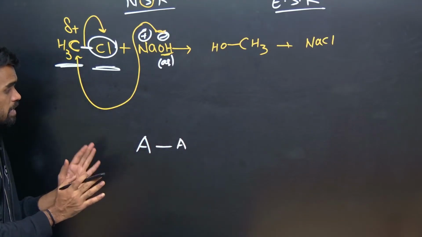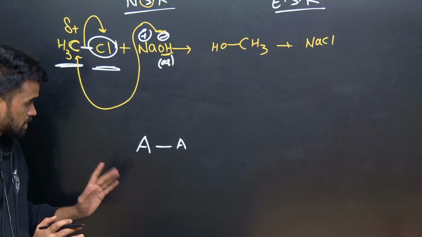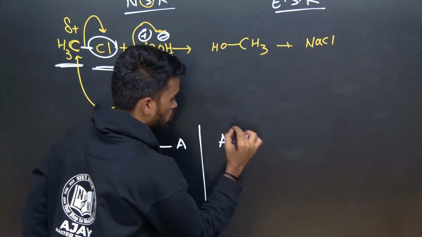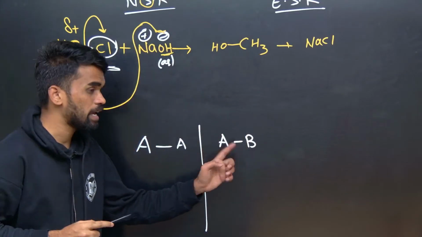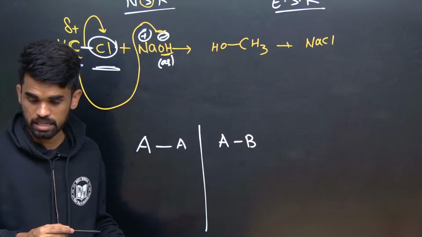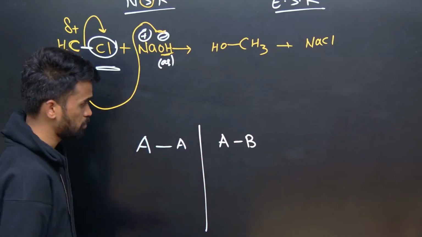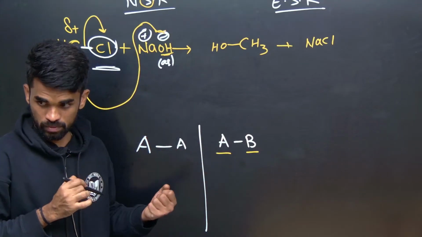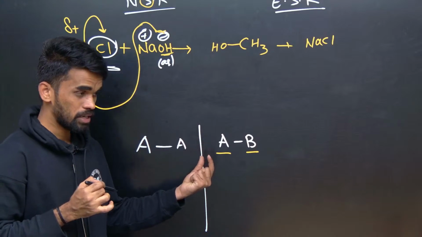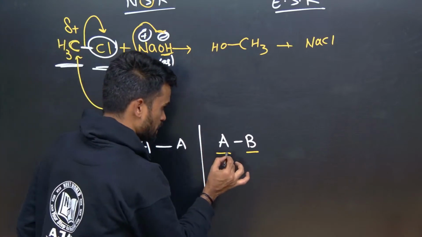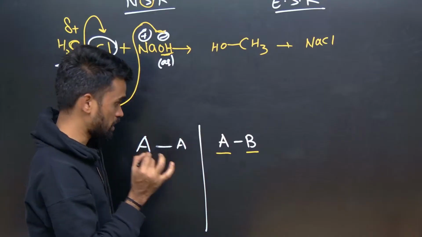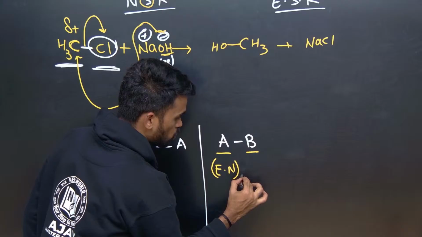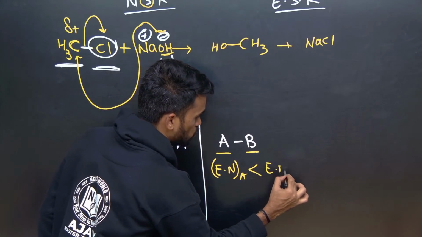Now let us say we have two types of substrates here, let us understand. AA type we have, and something like AB type we have. Here I am writing AB, which means these are two different atoms. Depending upon the polarity of this bond, and polarity again depends upon the electronegativity of these two atoms, suppose the electronegativity of B is more than A.